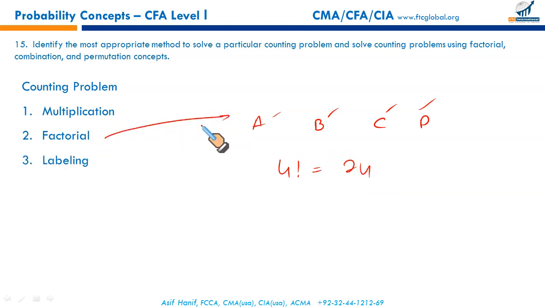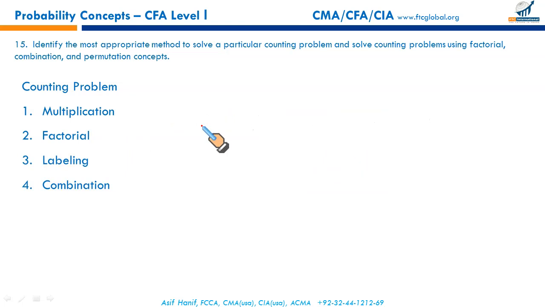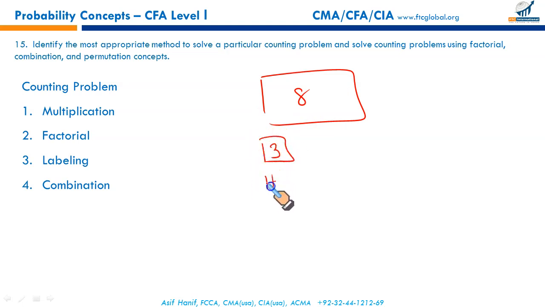Next is labeling. Labeling is used when we have to draw 3 or more groups of predetermined size. For example, given in your book, we have a set of 8 stocks, and we want to select certain groups of items. We want to select 3 stocks for long-term hold, 2 for short-term hold, and 1 just to sell.